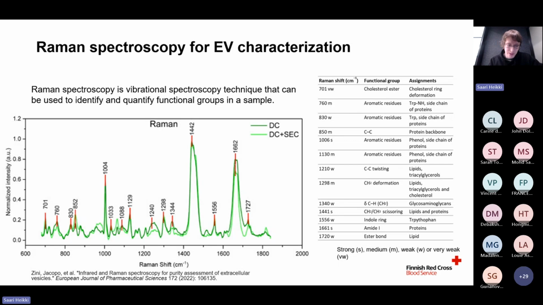groups that are highly enriched in lipids, and then compare that to this peak 1662, which is the amide bond, which is specific to proteins. So combining the intensities of these two peaks, we were able to show that, for example, with size exclusion chromatography you have less protein per lipid, meaning less protein per EV. But you can see that there are a lot of other peaks as well. You get a lot of information from Raman spectroscopy.